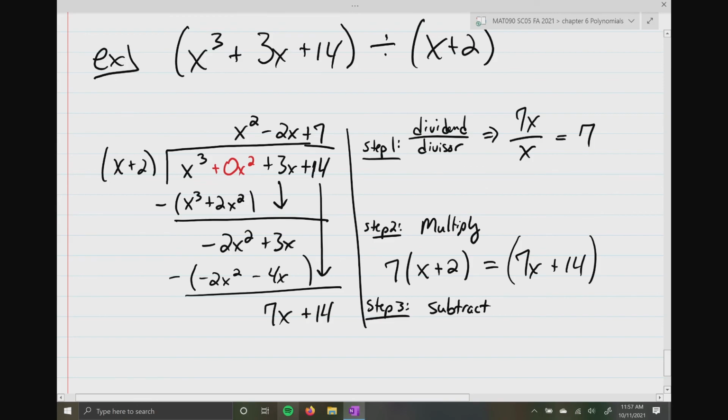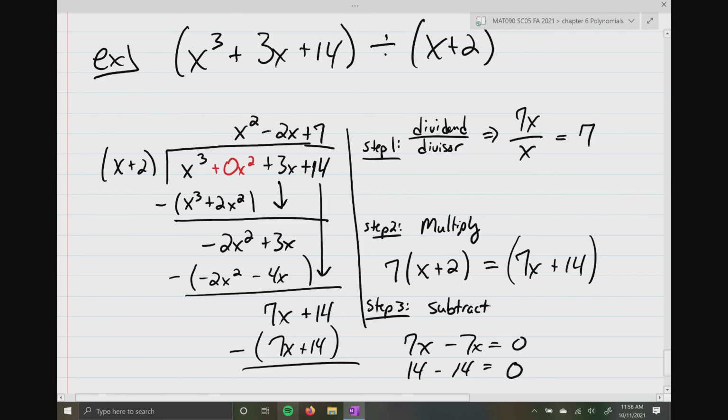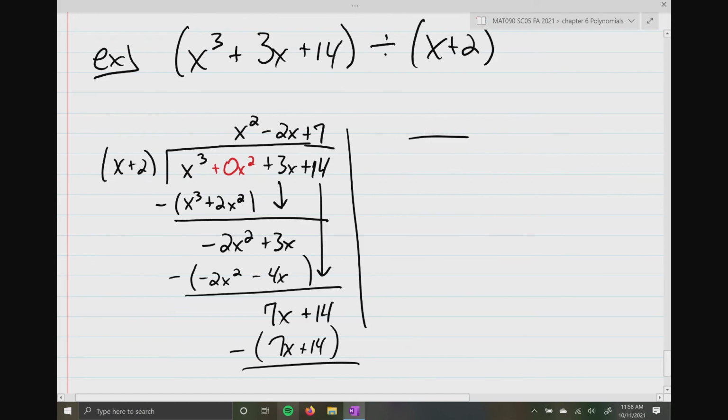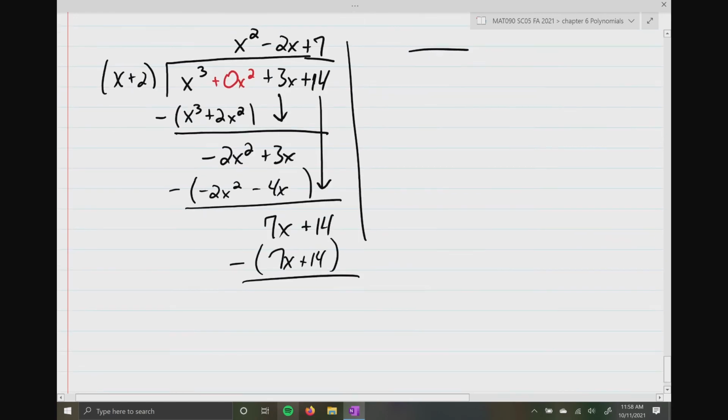All right. Craig, what do I do with the quantity 7x plus 14? Subtract it. Perfect. So I write it directly underneath. And I subtract. 7x minus 7x, Mr. Flotwell, that's 0. And 14 minus 14, Mr. Flotwell, that's 0 as well. So I get a remainder of 0. So what just happened there?